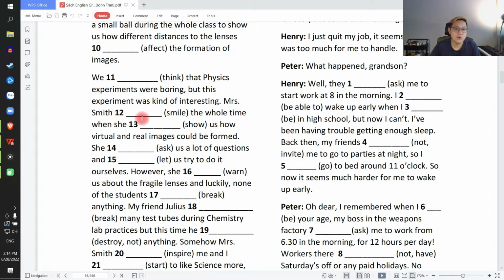Mrs. Smith was smiling the whole time when she was showing us how virtual and real images could be formed. So number 12 and number 13, she was smiling the whole time. The whole time means like the whole class. So it means the act that she smiled is continuous, and the act that she showed us something is also continuous because she was doing the experiment continuously.